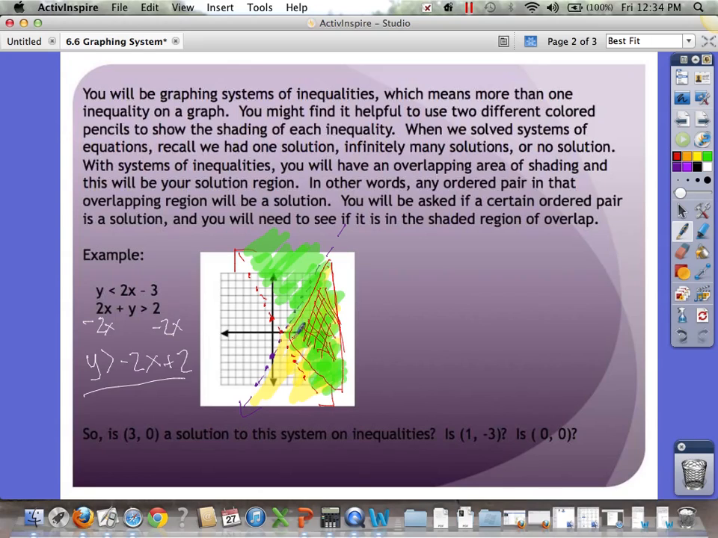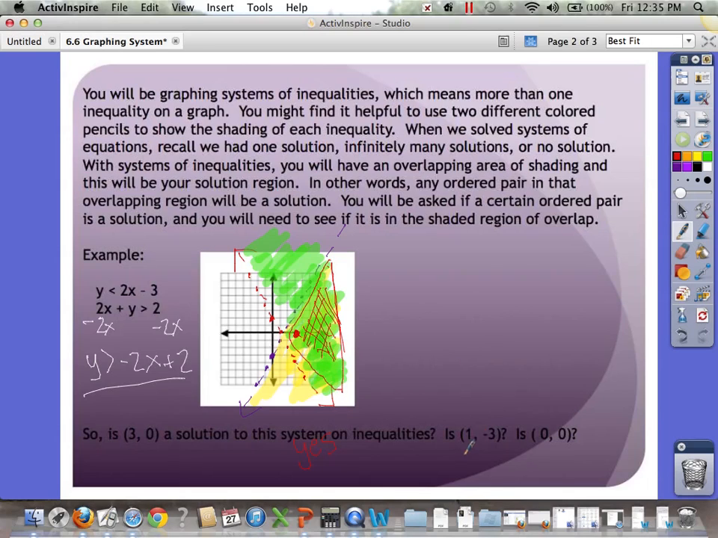All right, so we have to look at (3, 0). So that would be 1, 2, 3 right there. The point would be right there. Is (3, 0) a solution to this inequality? Yes, because it's in the overlapping region. It has to be in both inequalities in order to work.